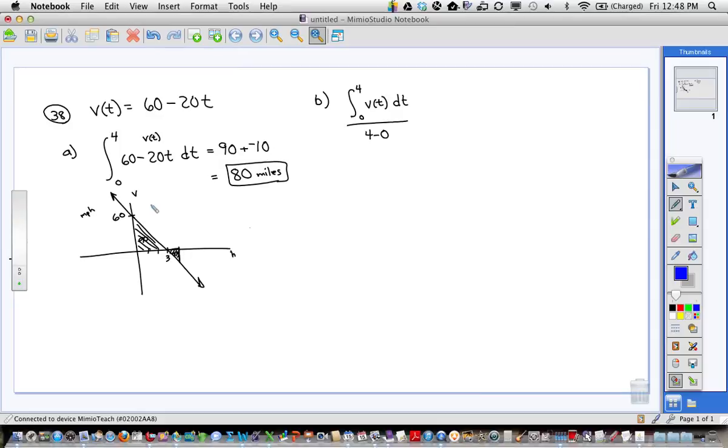Well, this is supposed to be average velocity is what this should give us. Okay, well, we've already done the integral, and it was what? 80. Divided by 4. Now that was 80 what we said? Miles. What's the 4? Hours. So 80 divided by 4 is 20 miles per hour. Sure enough, that's a velocity. So that's our average velocity.